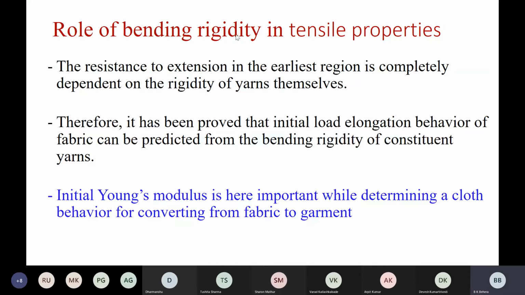Role of bending rigidity in tensile properties. So role of bending rigidity means role of bending rigidity of a yarn in the fabric. The resistance to extension in the earlier zone is completely dependent on rigidity of the yarn themselves. There is no need to explain. I already told, just now I told you. Mainly, it depends on rigidity of yarn. Rigidity is nothing but bending rigidity, stiffness.